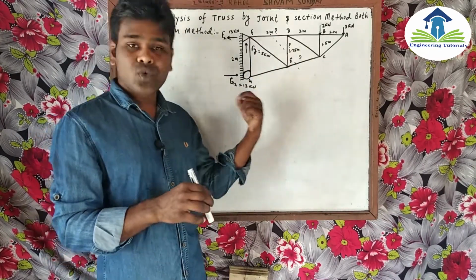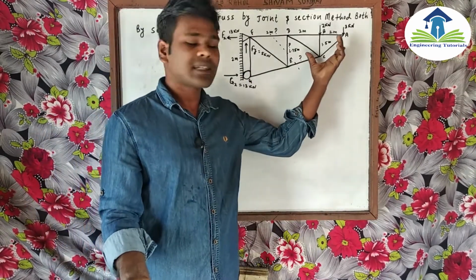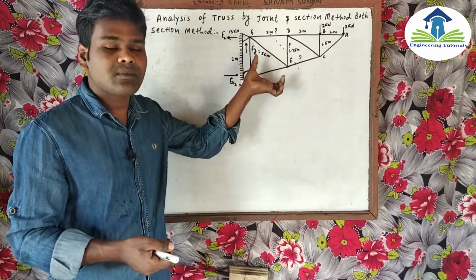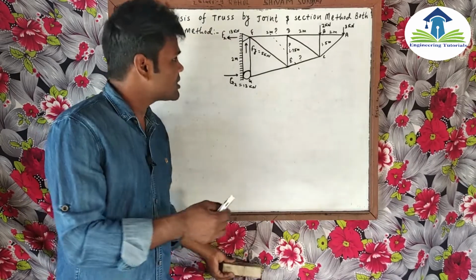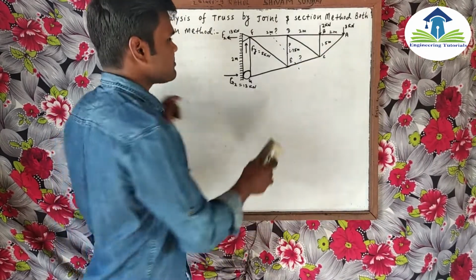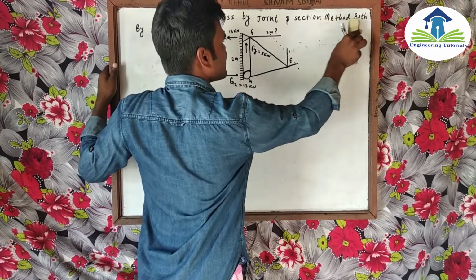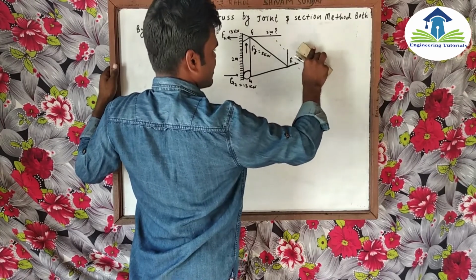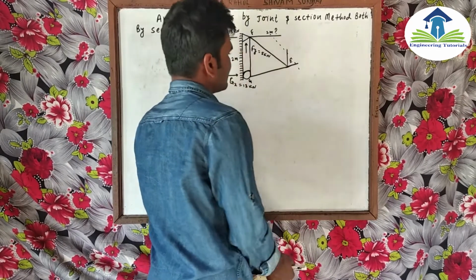So there are 2 portions, right side portion and left side portion. You can also analyze the figure by calculating the right side portion. But I am going to calculate these unknown members by the section method on the left side portion. So I am going to clean this right side portion. So like this. So I have cleaned the right side portion.